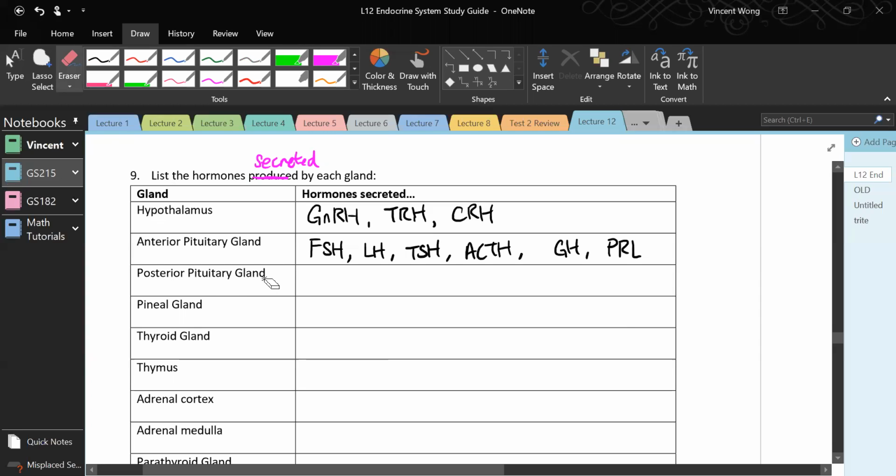Posterior pituitary gland. It does not make its own hormone, but it will store 2 hormones that are produced from the hypothalamus. They are the ADH for conserving water, oxytocin for contraction and let down of the milk. Right? So these are produced by the hypothalamus.